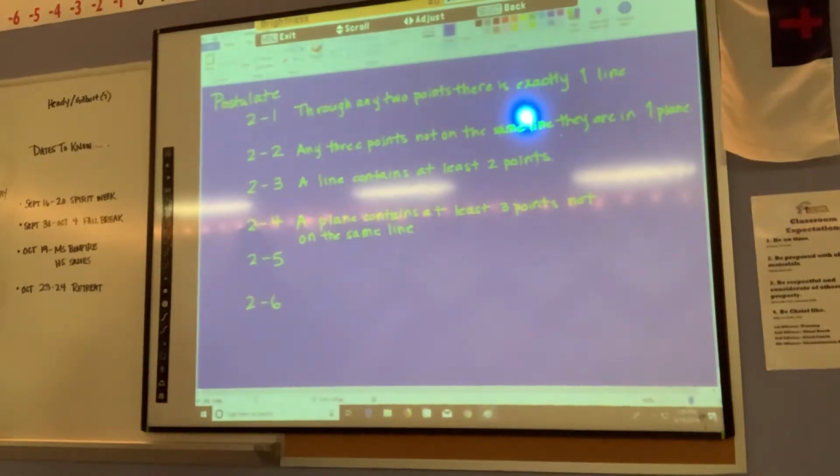Postulate 2.5 blows my brain a little bit. If 2 points lie in a plane, then the entire line containing those 2 points lies in that plane.